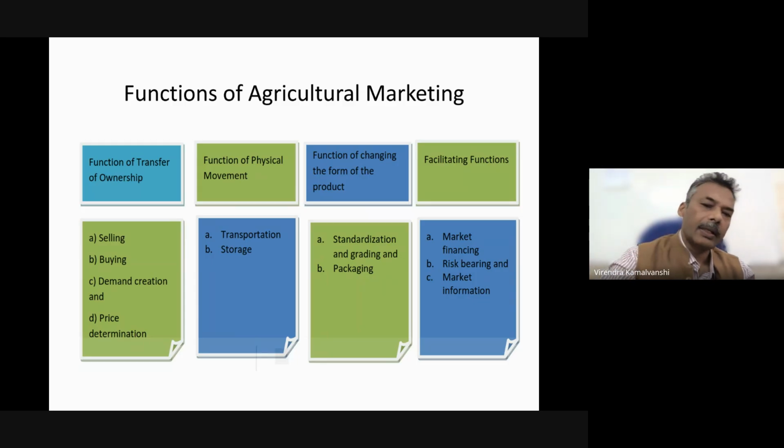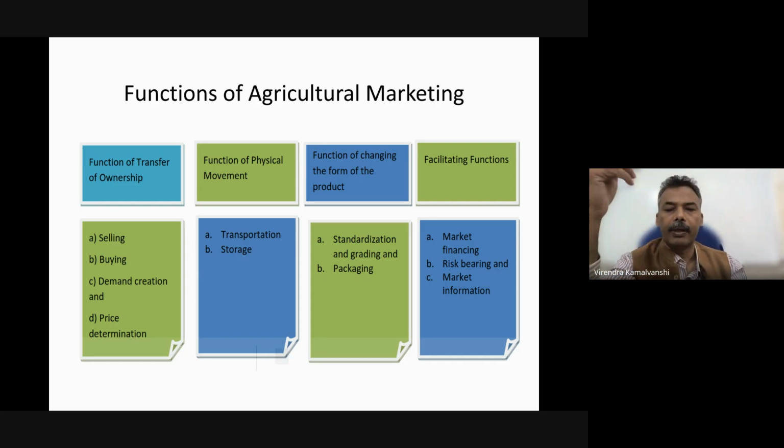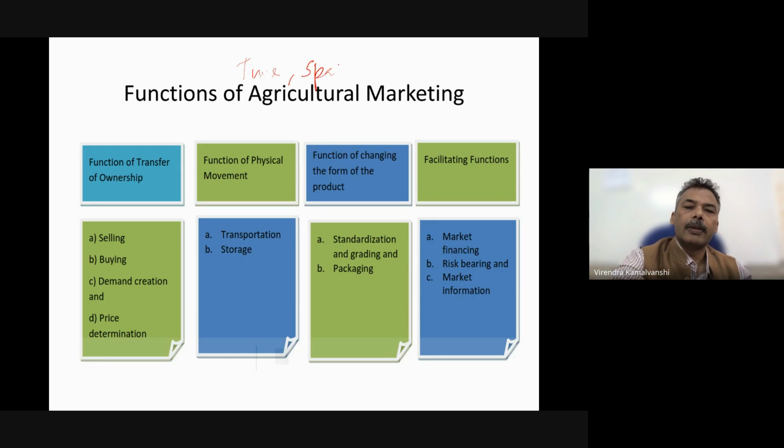Now, when I say all the functions we are doing from producer to consumer, how do we divide these functions? We divide these functions on three different criteria. One is time, another is space.